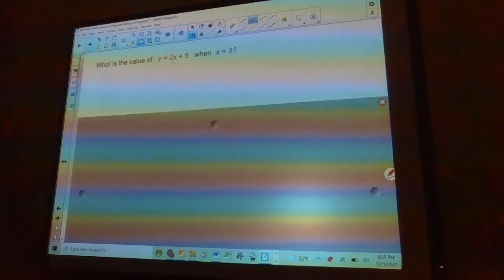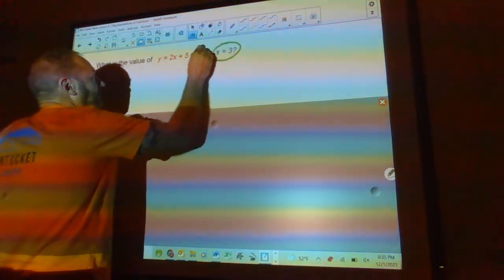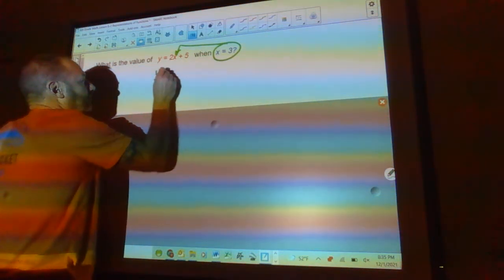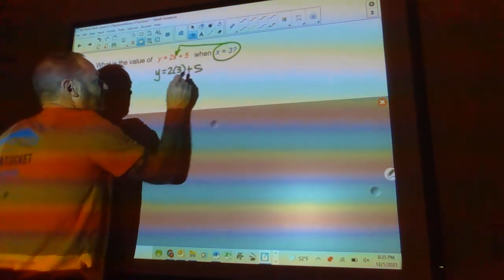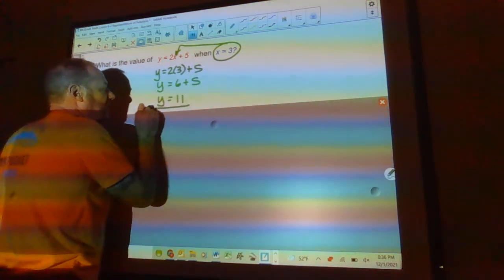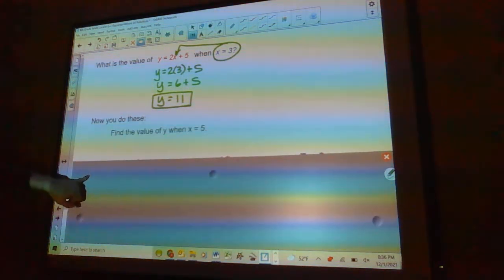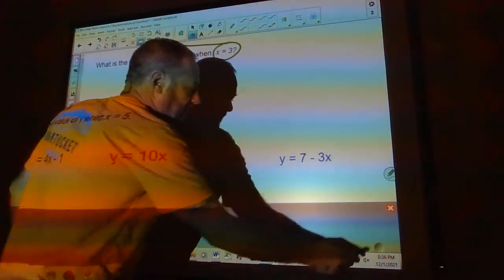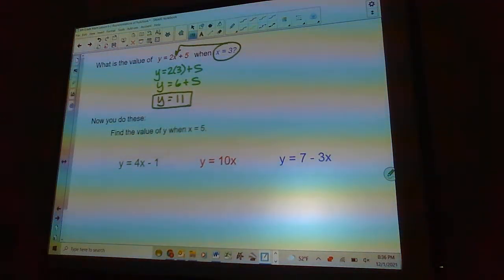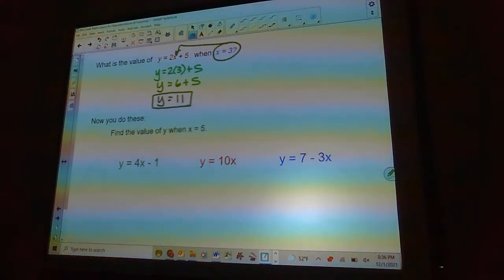What is the value of y equals 2x plus 5 when x is equal to 3? Very simple. I take this, I sub it in here. Y equals 2 times 3 plus 5. Y is 6 plus 5. So y is 11. That's my value. Okay, now I want you to do these three. Find the value of y when x is 5 for all three of these equations here. So pause the video, do those, and then jump back on to see how you did.